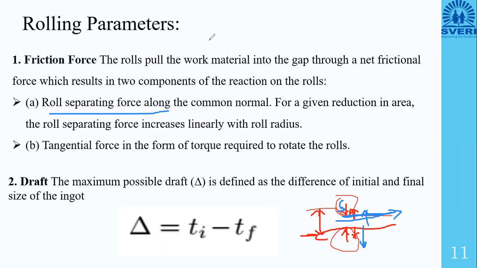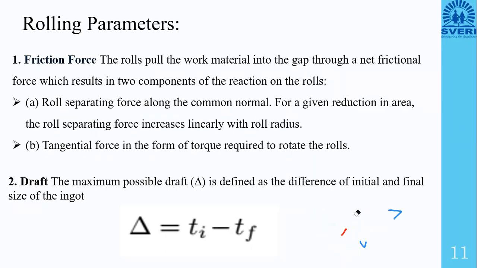So these two types of force are generated during this particular rolling operation. Then another one is the draft. What is the draft? The maximum possible draft, that is delta, is defined as the difference of the initial and final size of the ingot, or we can call it the thickness of the ingot.